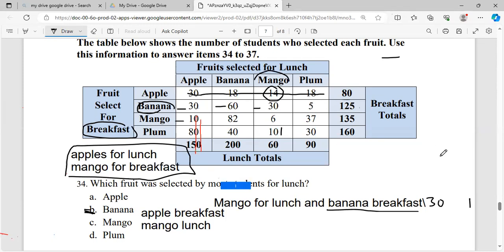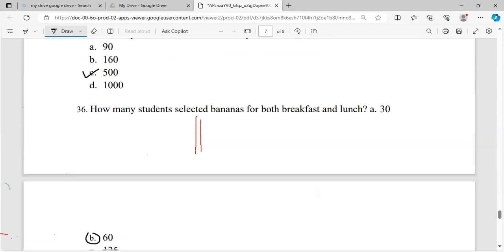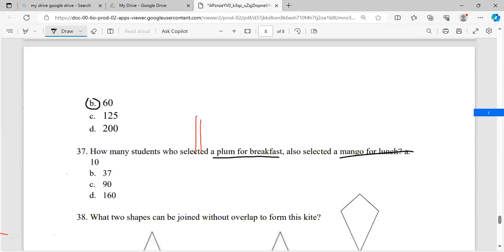So let us finish up with the questions. We'll be clear now. Simple. I don't remember the answer. What was the answer? Plum for breakfast and mango for lunch. Sir, it's 10. Okay, 10.